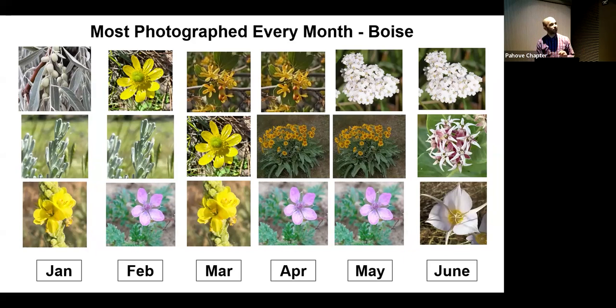And then balsamroot, of course, maybe the most charismatic plant in the Boise foothills. So of course it gets tons of observations, tons of photographs. Erodium stays strong through the middle of the summer. And then once summer comes, the very common flowering plants are Mariposa lily, the flowering Asclepias, the flowering milkweed, and also yarrow draws a lot of interest.